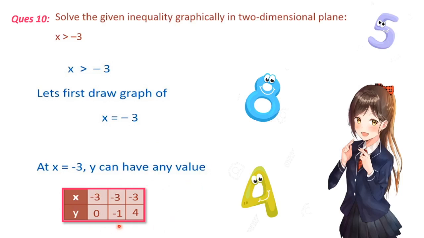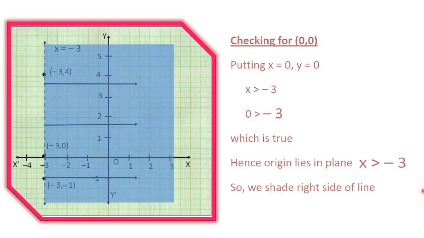You take any value because if we try to write this in two variables, it will be x plus 0y equal to minus 3. So whatever value we take for y, it does not matter. So when we plot these points on the graph, it will be somewhat like this, right? Now again the line is not passing through origin, so origin is the best point to do the testing.